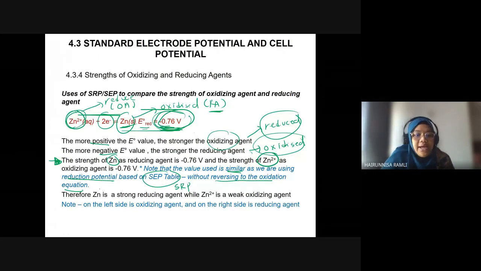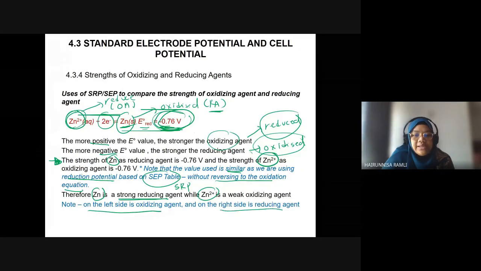Okay, so in this case, therefore, zinc is a strong reducing agent while zinc 2 plus is a weak oxidizing agent. Okay, so note here on the left side is oxidizing agent and on the right side here is the reducing agent.